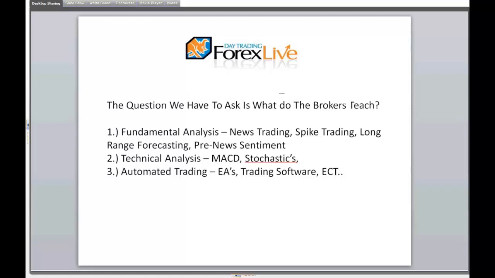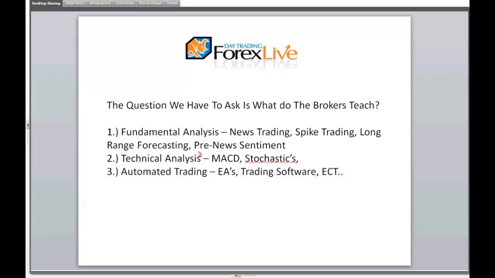Looking at this next slide, the question we have to ask ourselves when we look at these brokers and the profitability of traders with these brokers, and these numbers will span all brokers. It's not just select to those brokers you saw in the last chart. So the question we have to ask ourselves is, what do these brokers teach? And really everything boils down to 3 different segments. It's either going to be fundamental analysis, technical analysis, or automated trading in some sense.